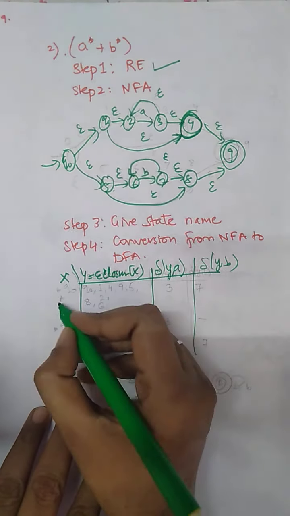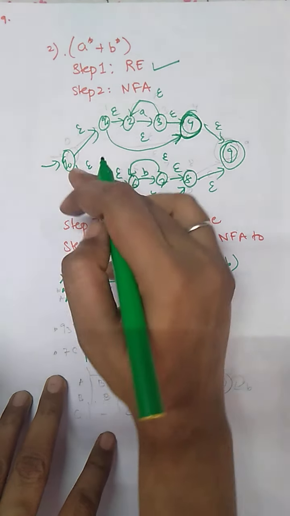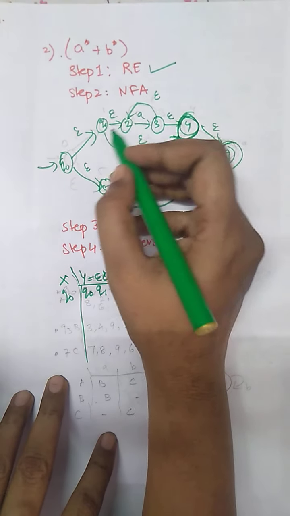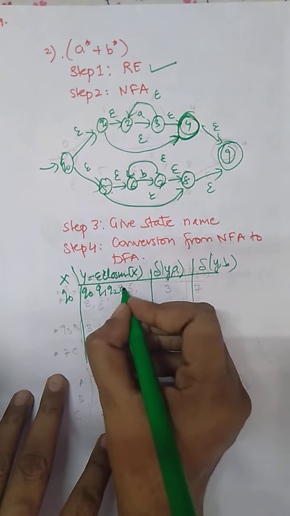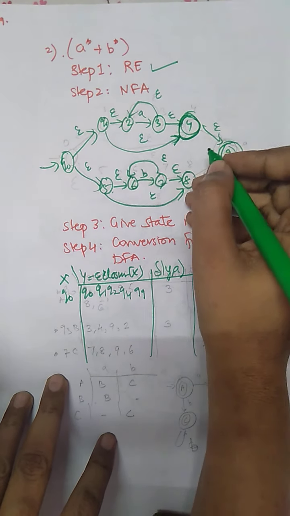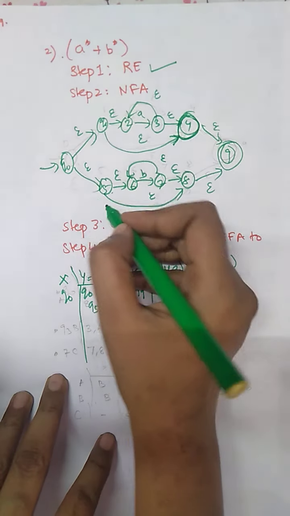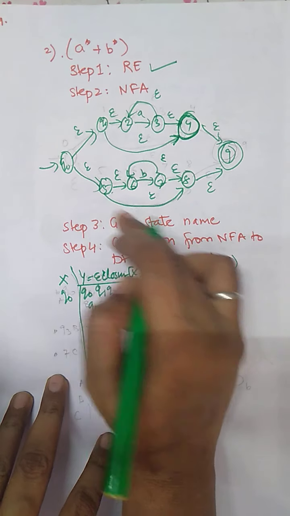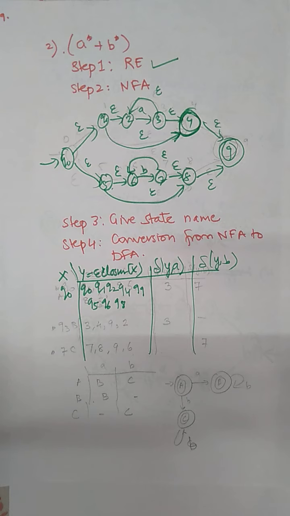We'll start with the initial state Q0. As a rule, Q0 will be included. From Q0 it is going to Q1. It is going to Q2. It is going to Q4, and from Q4 it is going to Q9. From Q0 also it is going to Q5. From Q5 it is going to Q6. From Q5 also it is going to Q8. So many states are included here.